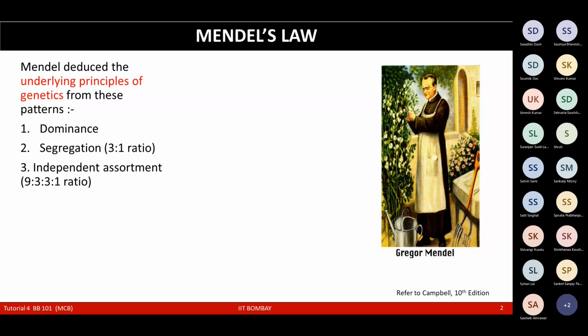The law of dominance basically states that when parents with pure, contrasting traits are crossed with each other, only one form of the trait, that is the gene, will appear in the next generation. Only the dominant gene will appear in the next generation, and the recessive will be masked. This is what the law of dominance says.